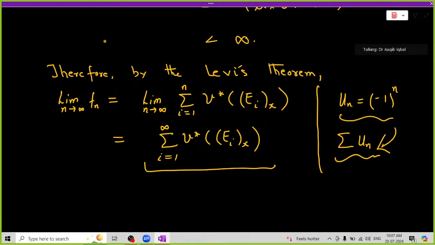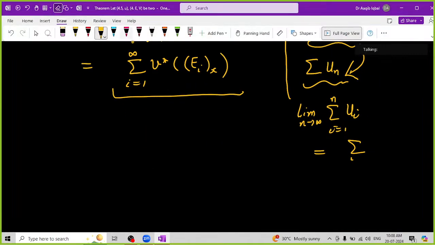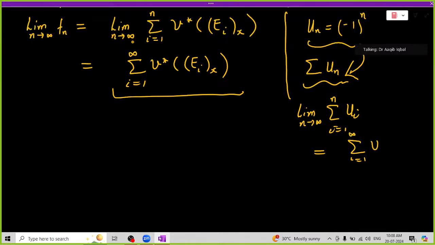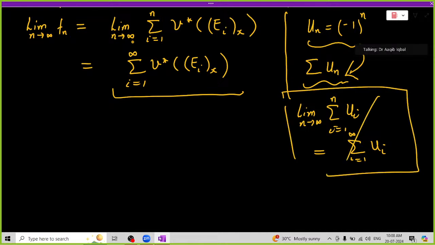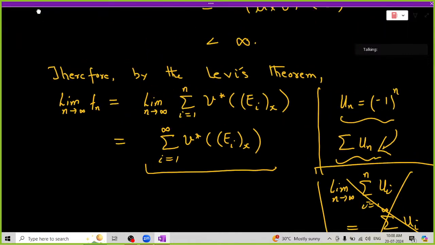If this be un, you cannot say that the limit n goes to infinity of summation i runs from 1 to n ui is equal to summation i runs from 1 to infinity ui, because this does not make any sense. So this can be done here.